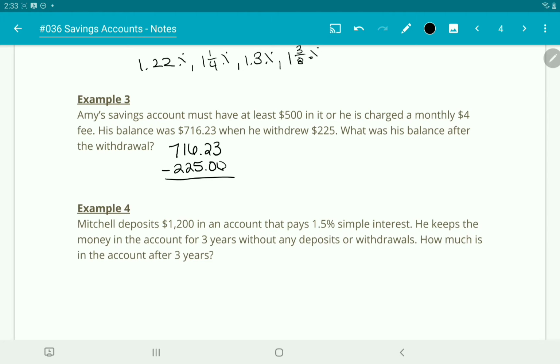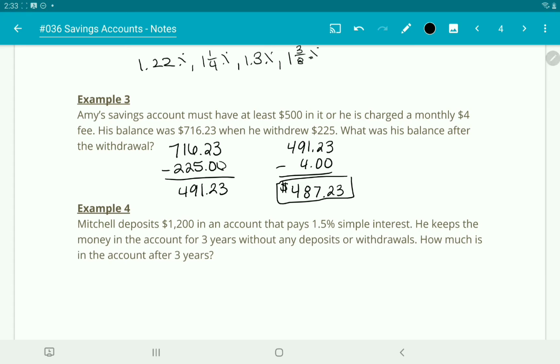Whenever you subtract that, you're going to get $491.23. But since he dropped under $500, he's going to be charged that $4 fee. So we can also go ahead and subtract that $4. So it's going to leave him at $487.23 for this month. That's going to be his balance after withdrawal, because he took the withdrawal out still, but then since that dropped under $500, he was charged $4, so you have to take $4 more out of the account.